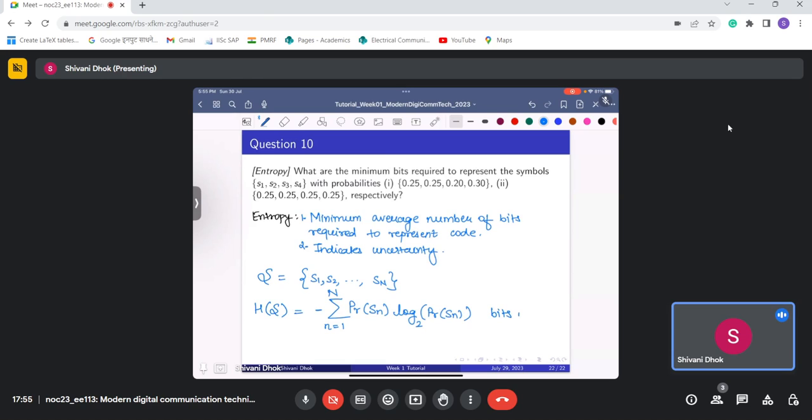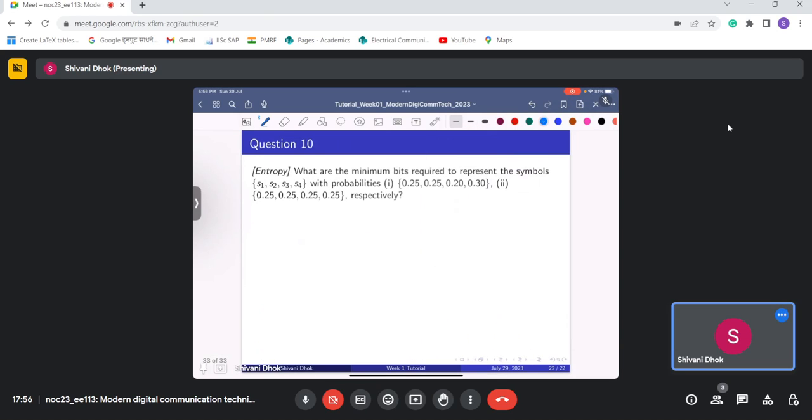Now suppose instead of this, if it is the natural log, then instead of bits it will be nats. We'll use the bits representation more because we'll be dealing with bits rather than nats. Okay, so now let us look at the very first question.